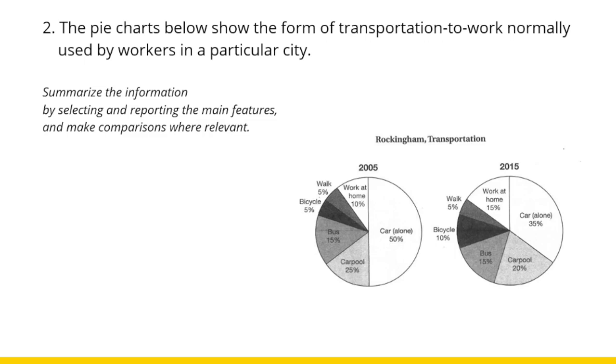So for example, walking was 5%, and it seems that it remains the same in 2015. And bus, let's see, bus is also the same. And carpool, it used to be 25% and now it's 20%. So it decreased in 2015. So the most important thing to do when you have this kind of task, read your topic very carefully, understand the main idea, and then start analyzing your charts, your graphics.